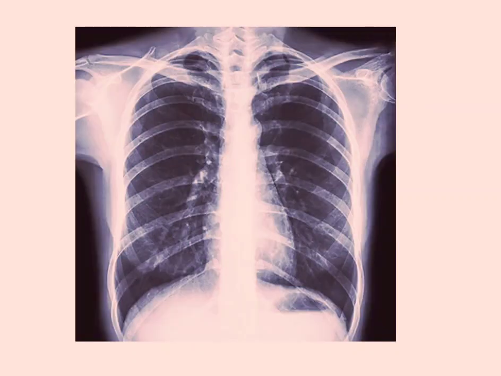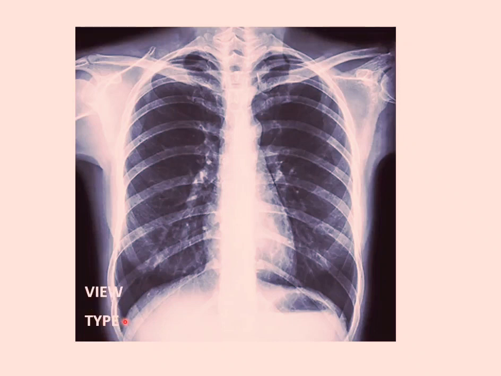Radiological anatomy of a thorax or chest. First of all, how to read the X-ray. First, you have to describe the type. The type of radiological film of this X-ray is of a plain type, because no special position is required and no radio-opaque dye is used.